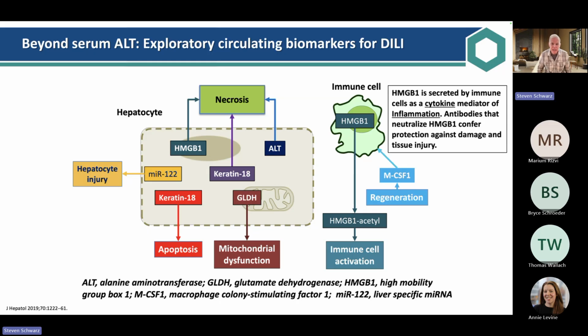There are also a variety of other biomarkers which suggest dysfunction of particular organelles. Glutamate dehydrogenase from mitochondria. Keratin 18 is a marker of cell death. MIR 122, which is a liver-specific miRNA, is something to identify the specific hepatocyte injury. And then we see hepatocellular necrosis, HMGB1, again, keratin 18, and of course, our friend ALT.